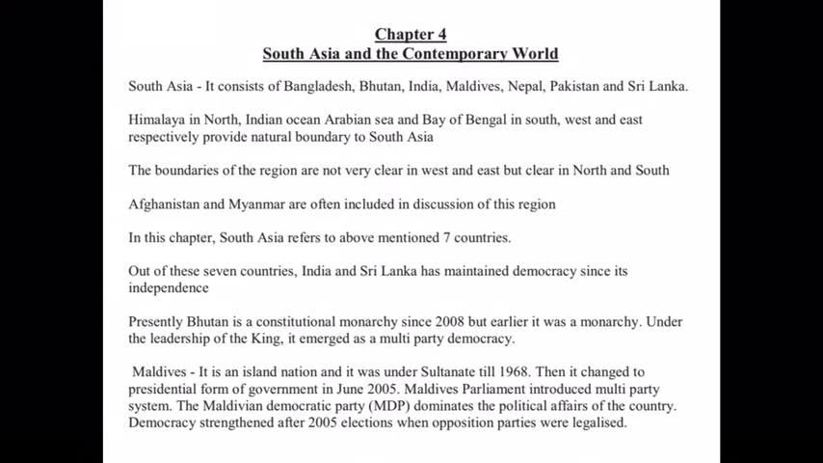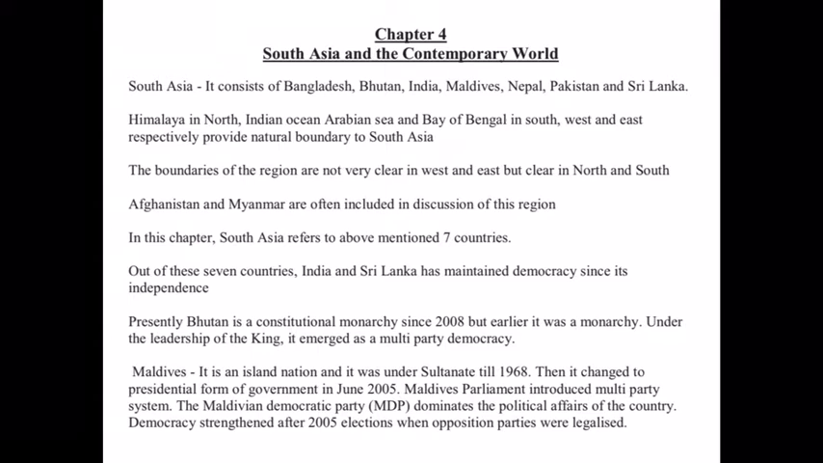Presently Bhutan is a constitutional monarchy. Constitutional monarchy means the head of the country, the post like the president which we have in India, is the king, and rest democracy is being followed. So constitutional monarchy is being followed in Bhutan since 2008. But before 2008 there was monarchy in Bhutan. There was the rule of the king in Bhutan.